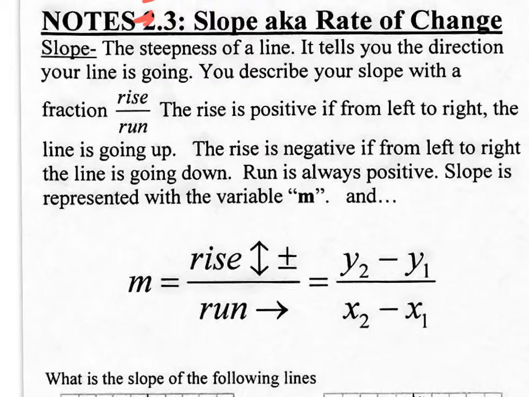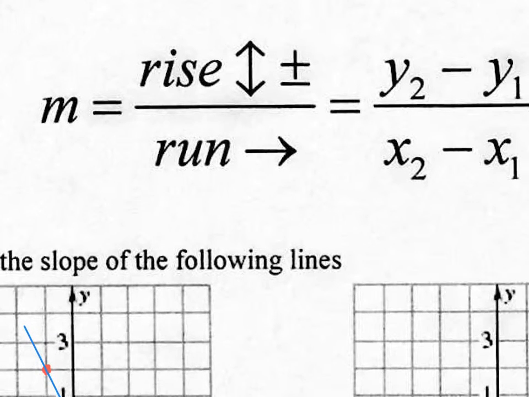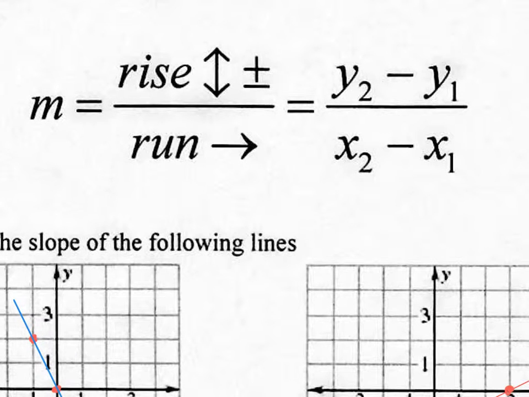When we focus in on rise over run, if from left to right your line's actually going up, it's an actual positive rise. If from left to right your line's actually going down, then it's a negative rise. And we also need to memorize this formula, but let's not talk about that formula right now. Let's first really understand what slope is, which is simply the steepness of a line.